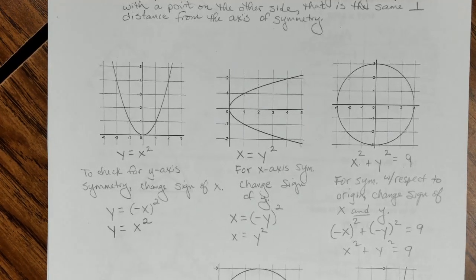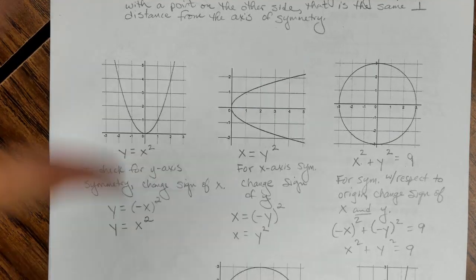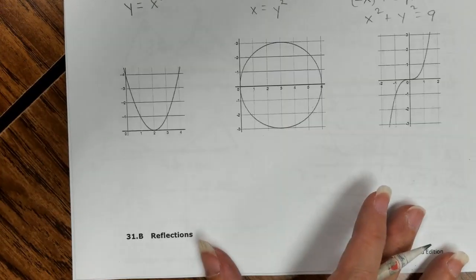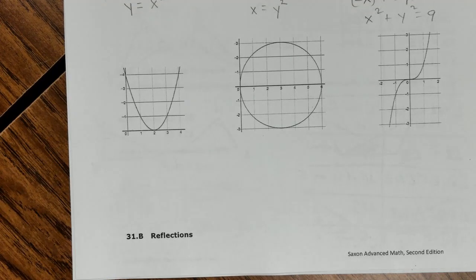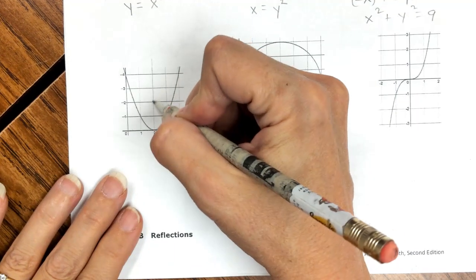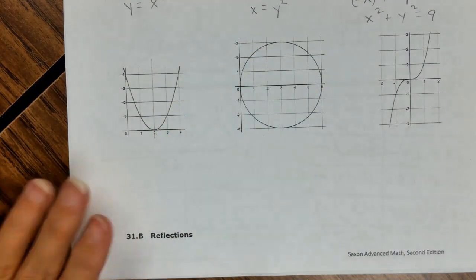Okay, now below here we have some other graphs. Okay, and each of them has at least one axis of symmetry, but it's not the y-axis or x-axis. Here the line of symmetry will be right here. That would be x equals 2.